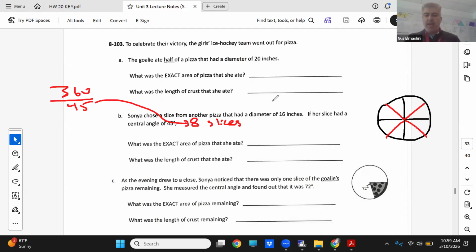So what's the exact area she ate? Well, I'm just going to do 1/8 of pi r squared. Now, if your diameter is 16, what's your r? So pi times 8 squared, which should be, sure, fine.